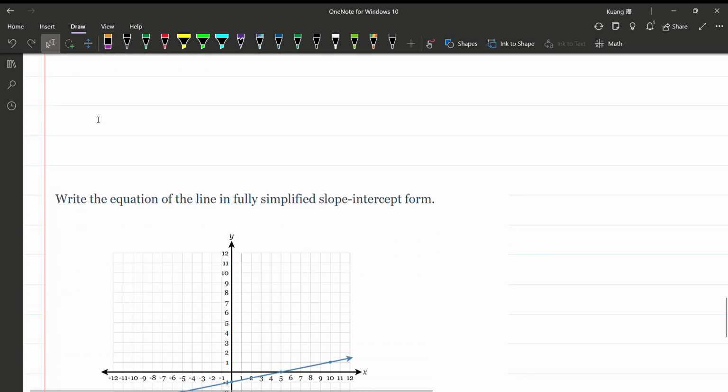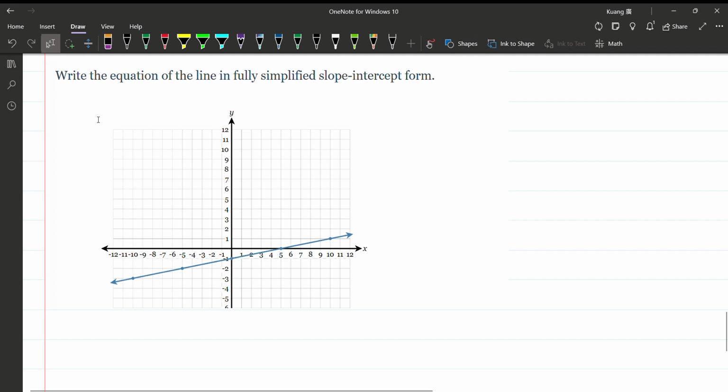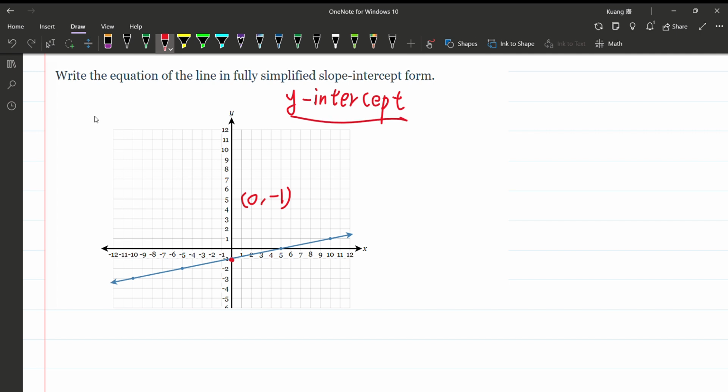Alright, the next. Write the equation of a line. Okay, so you can find the y-intercept first. The y-intercept is where the line cuts through the y-axis, here. That is (0, -1). So your y-intercept is -1. How about the slope?